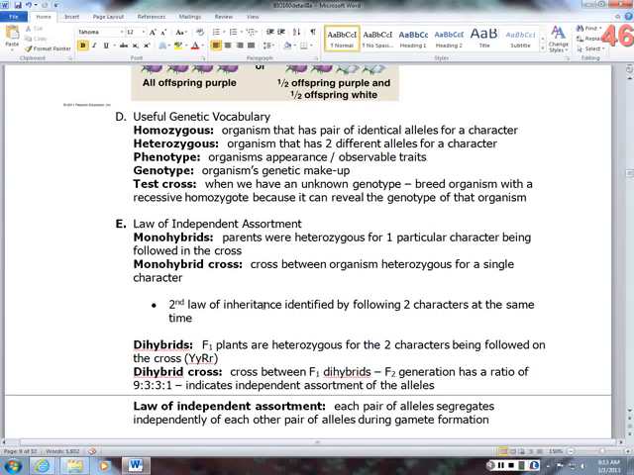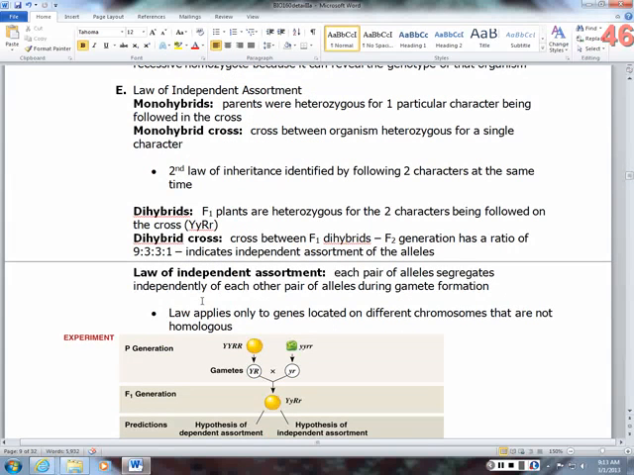So the second law of inheritance is identified by following 2 characters at the same time. So you can do these Punnett squares where you have 2 hybrids in there. So a dihybrid, the F1 plants are heterozygous for the 2 following characters on the cross. So for these, it's using yellow versus green and wrinkly versus smooth in there, and they're using Y and R as the letters. Again, the capital letters are the dominant, the small letters are the recessive in there. So when you do a dihybrid cross, you're crossing between 2 F1 dihybrids, and the F2 generation is going to have a ratio of 9 to 3 to 3 to 1.